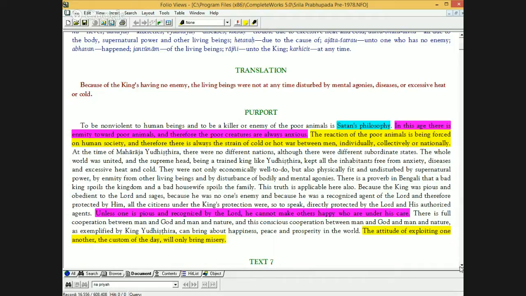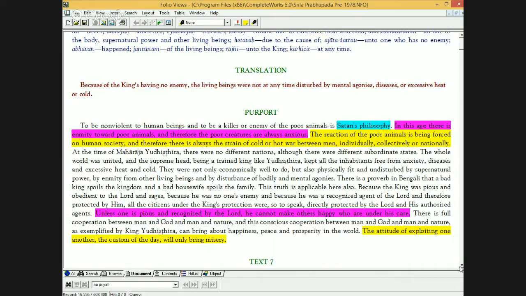The reaction of the poor animal is forced on human society, and therefore there is always strain of cold and hot war between men, individually and collectively. So we see so many wars happening in the world. Who is asking for them? They go on because karma is taking people to task. At the time of Maharaj Yudhishthira, there were no different nations, although there were different subordinate states. There was one nation. The whole world was united. A supreme head, being a trained king like Yudhishthira, kept all the inhabitants free from anxiety, disease, and excessive heat and cold. Nature also supports when the king is very nice.